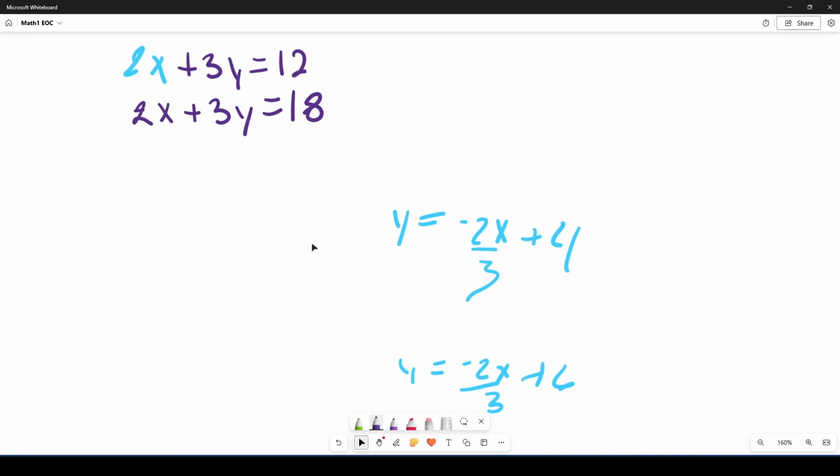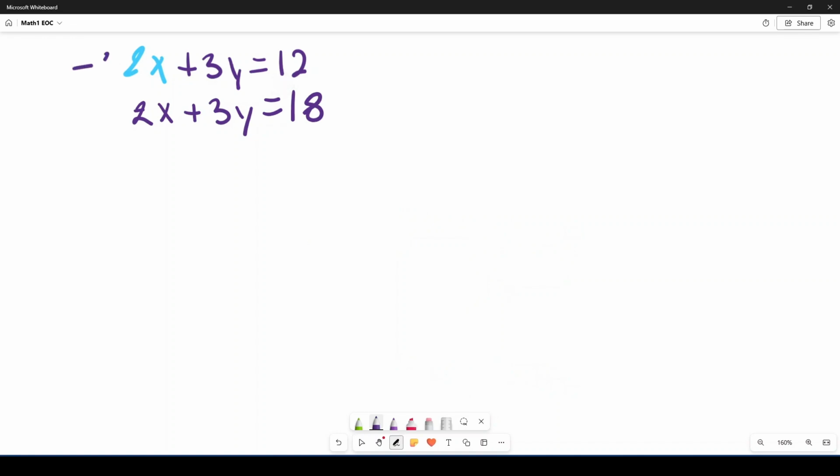Okay, so this is our last set of equations that we need to solve. We have 2x plus 3y equals 12 and 2x plus 3y equals 18. Same, we have the answers over here. I'm just going to erase this for a minute, and I'm going to show you how I got that. All right, let's do everything we did. Minus 2x on the side. So we're left with 3y equals negative 2x plus 12.